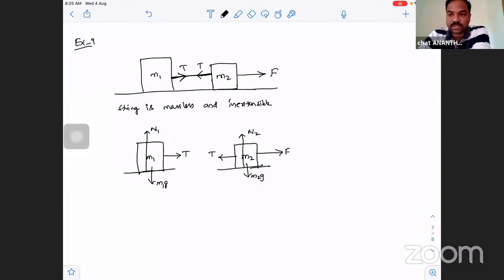So I think all of you understood. If strings are there, how to draw the tensions. Okay, Kanishka. Check.